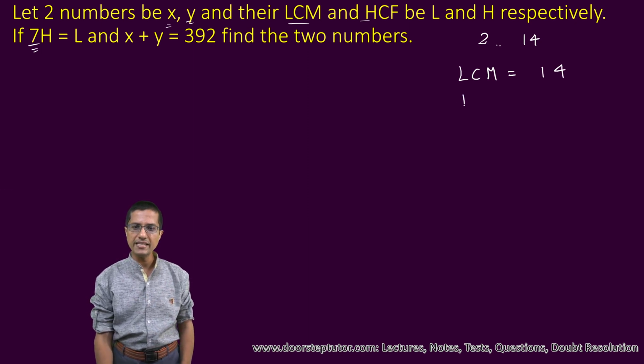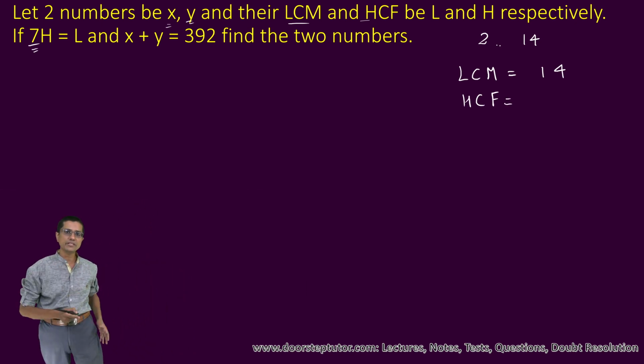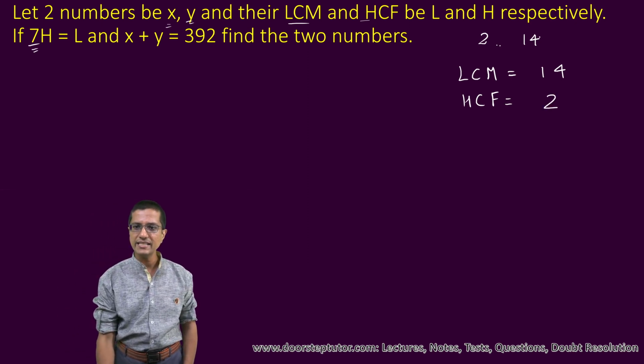Now what about the HCF? That is the highest common factor. It is the largest factor which appears in both numbers. And what is the largest factor which appears in both numbers? That is equal to 2. So the thing here is that HCF actually appears in both the numbers.